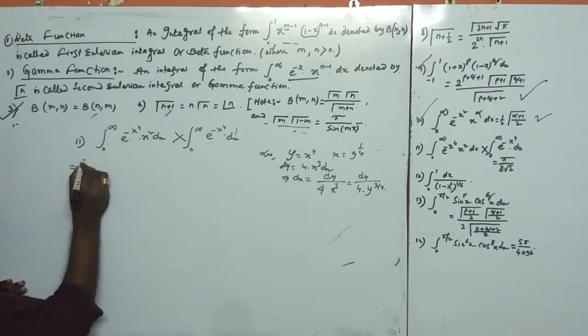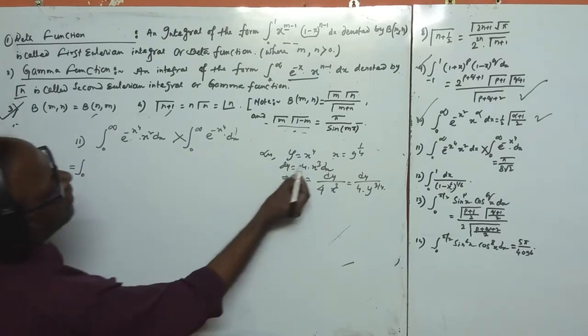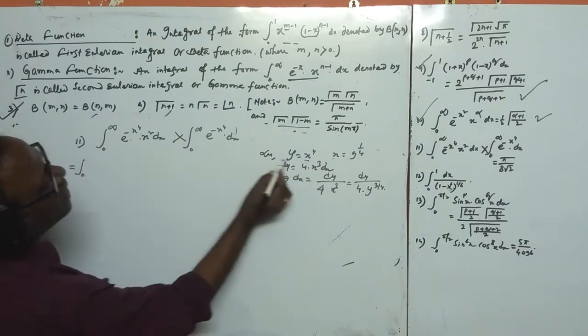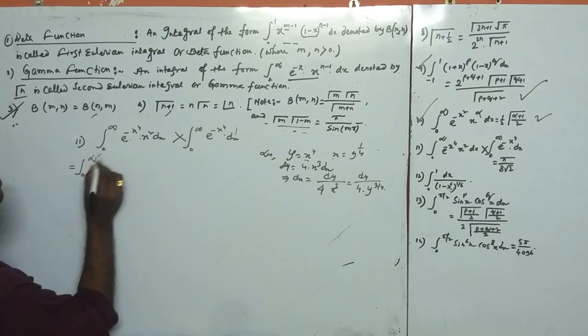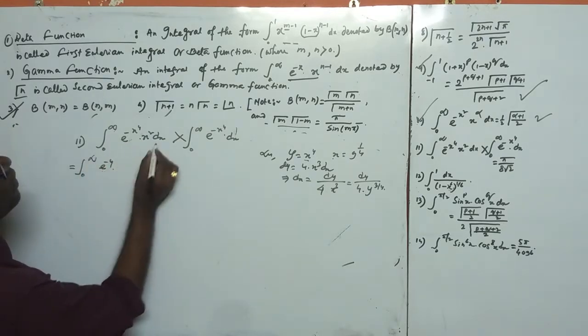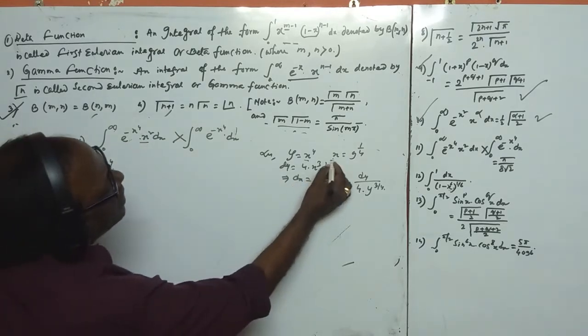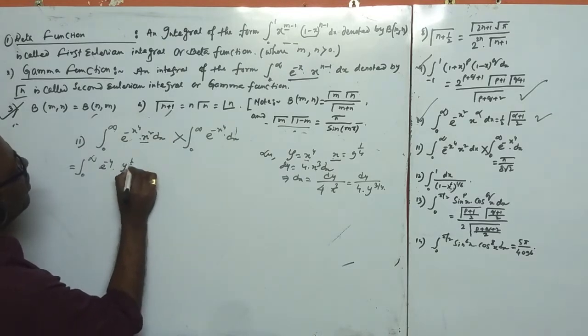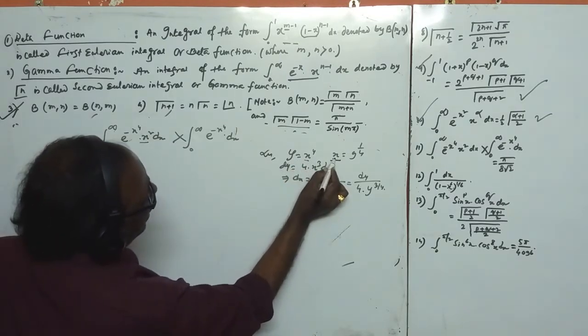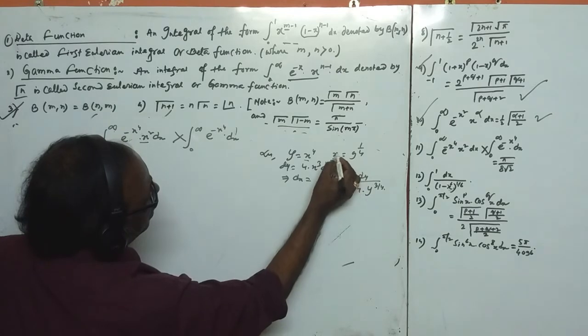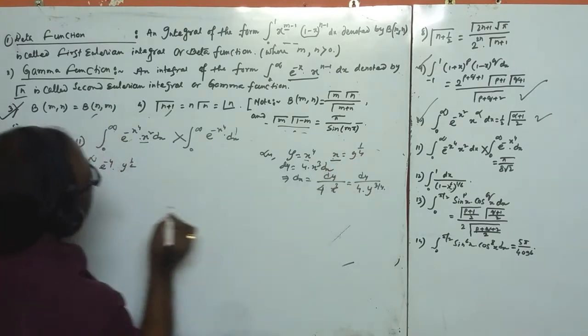Now see, this is 0 to infinity. If x is 0, then y is 0; if x is infinity, then y is infinity also. So e to the power minus y. Now x square is y to the power half, so x is equal to y to the power 1 by 4.